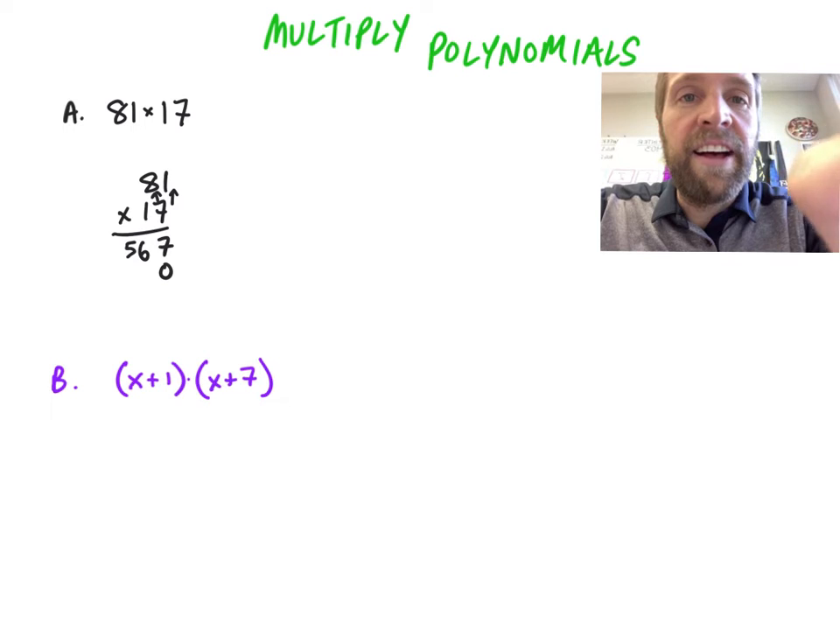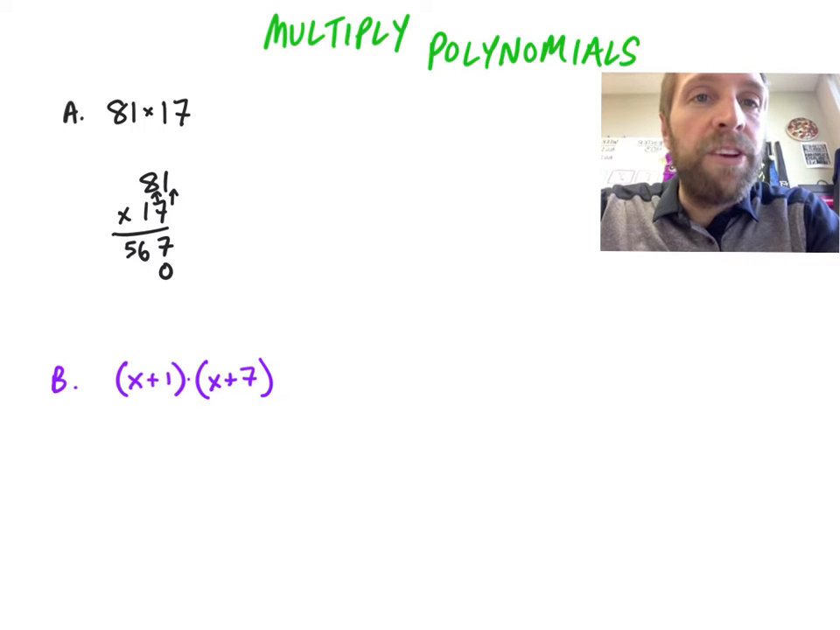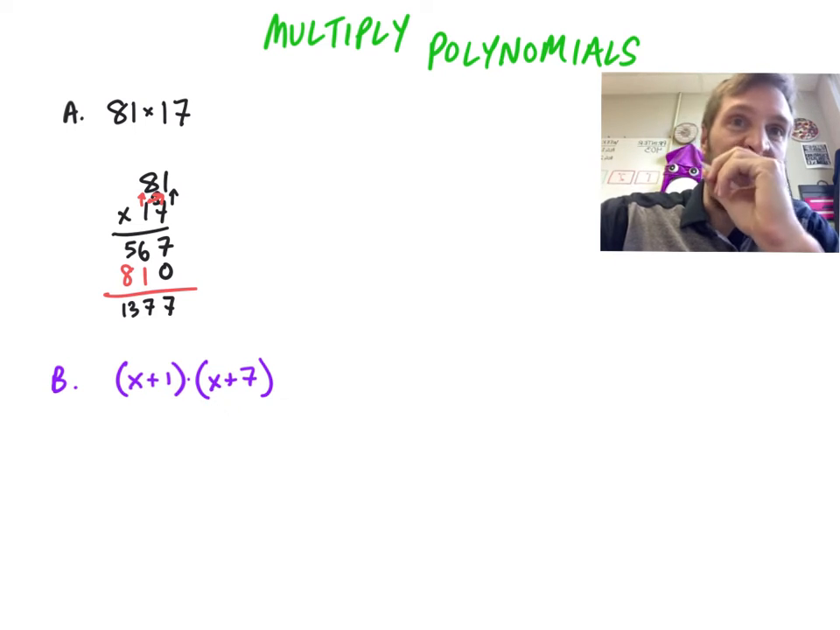And then I'll change colors here. Boom. You go 1 times 1 is 1. And then 1 times 8 is 8. And then you go ahead and you add this up. And you're like, okay, I just did a bunch of multiplication, but I don't really know what that means.